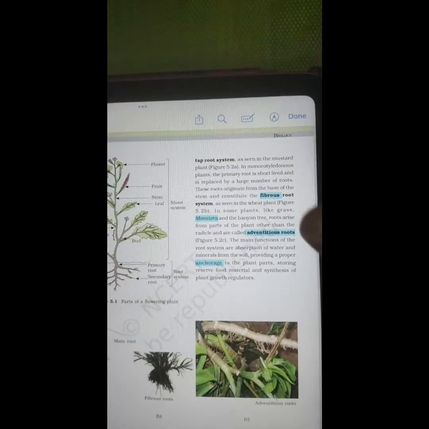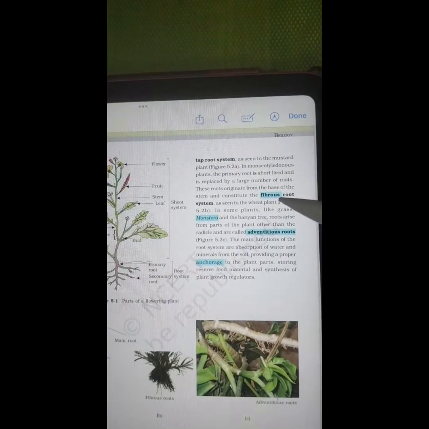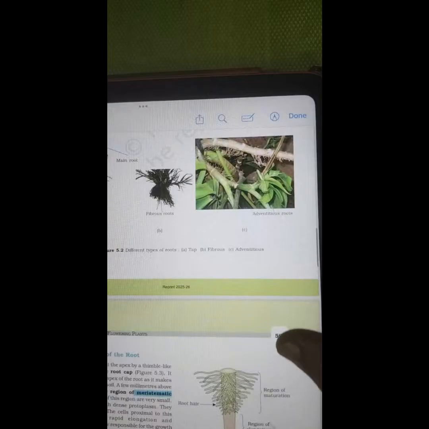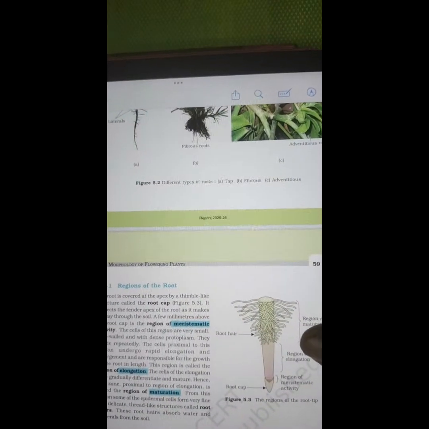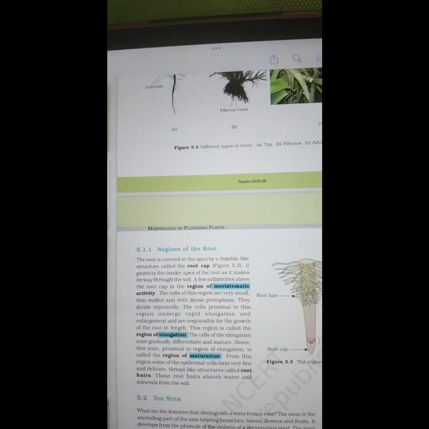So the words that are for you, fibrous, examples are also important. Monstera, adventitious roots, and maize, right? So they basically help in binding the soil, right? So in case of roots, we have studied three terms: fibrous, tap, and adventitious. Taproot is found in the dicots, whereas fibrous and adventitious are a characteristic feature of monocots.